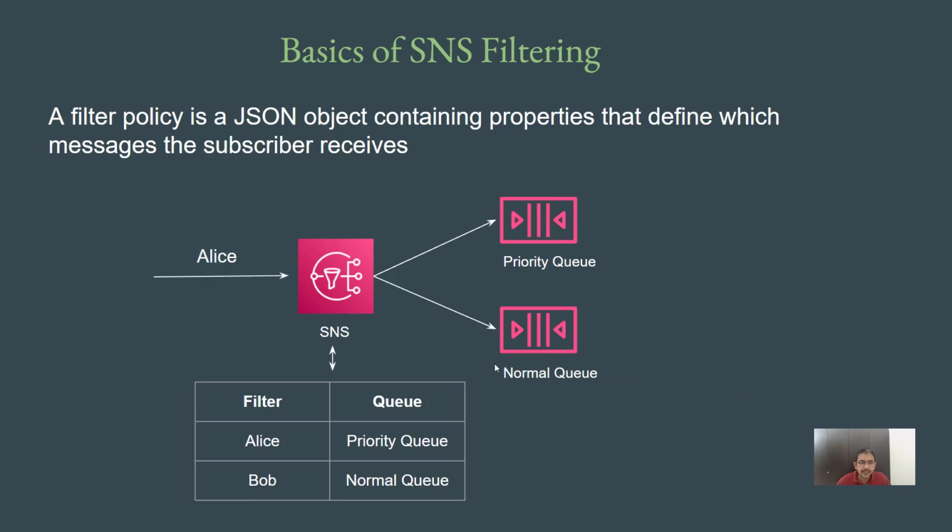For example, this time a message of Alice is received at an SNS level. SNS will go ahead and check its filter policy. In the filter policy, it determines that the Alice message should go to the priority queue, and hence it will go to the priority queue. This message will not be forwarded to the normal queue. So this is one of the use cases that can be achieved using SNS filtering. So let's go ahead and look into this practically.